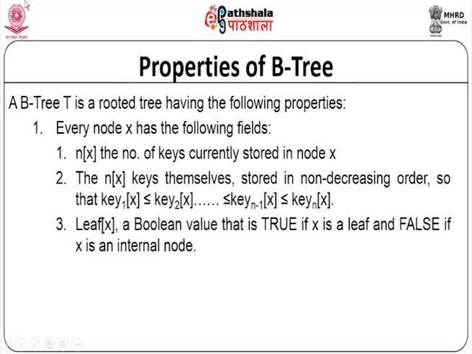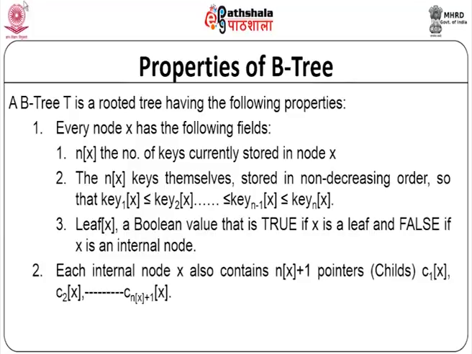And leaf of x, a boolean value, is true if x is a leaf and false if x is an internal node. Just like we need to differentiate between an internal node and a leaf node, we have a boolean value which gives true if it is a leaf and false if it is an internal node. And each internal node also contains obviously n of x plus 1 pointers to children. The children can be C1 of x to C(n of x plus 1) of x. So, here we are just generalizing the 2-3-4 tree, that is all. So, what are we saying? Each node has the following fields.